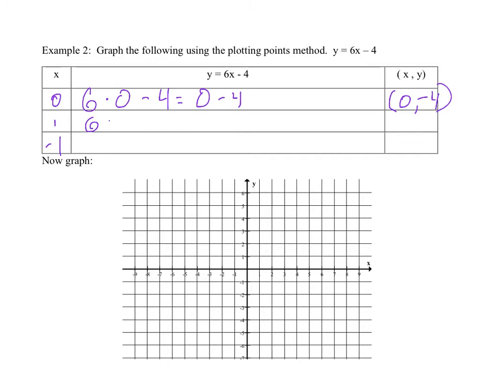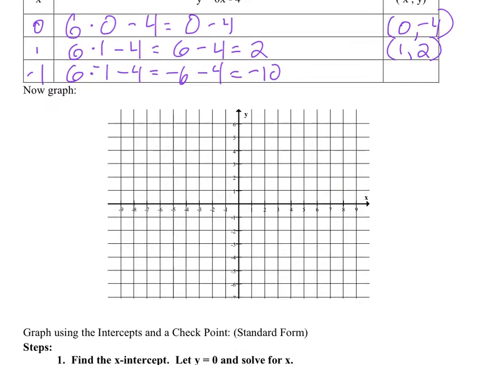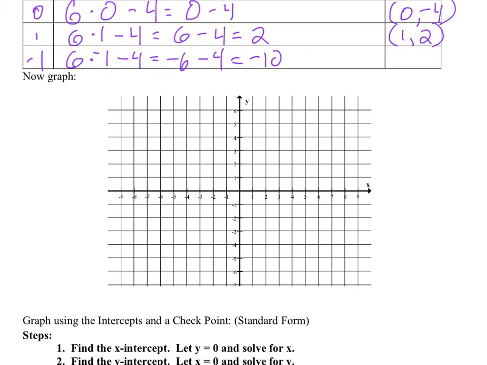A 1 would give me 6 times 1 minus 4, which is 6 minus 4, or 2. So I would have 1, 2. -1 would give me 6 times -1 minus 4. This is negative 6 minus 4, which is negative 10. Well, if I look down at my graph, it's not going to give me a negative 10. See, it only goes down to negative 7.